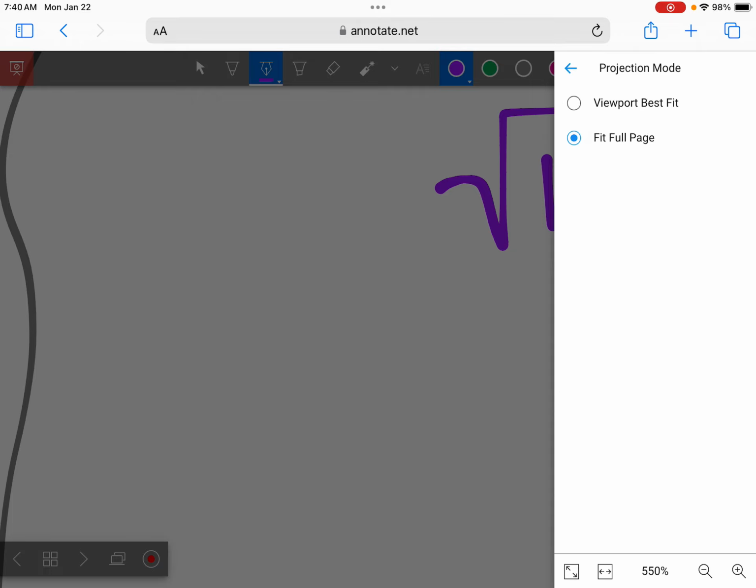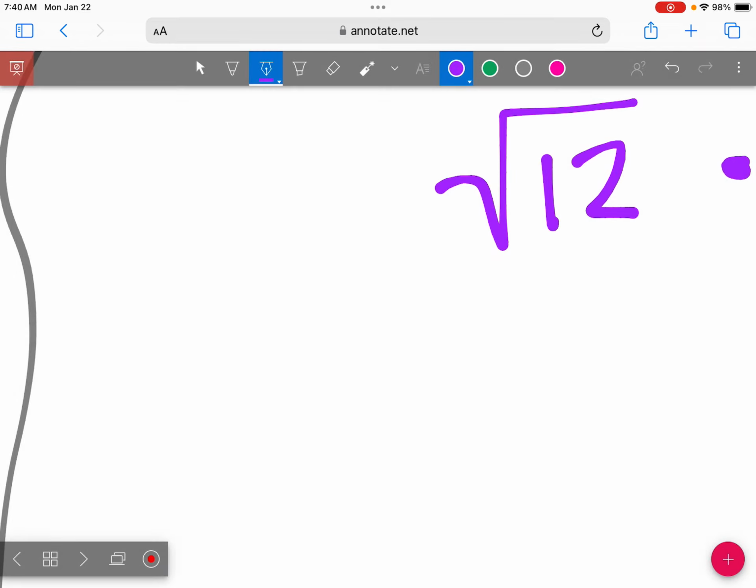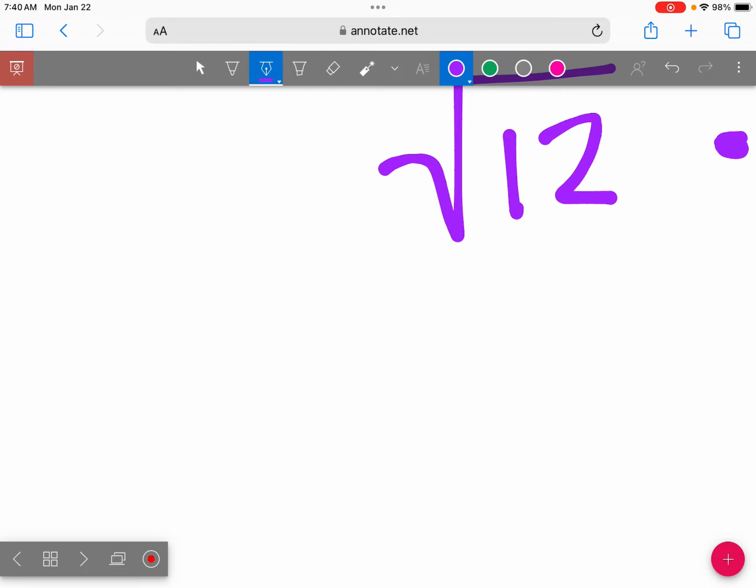I'm not erasing anything. I'm just going to zoom it in. Because then I can just zoom in and look at the square root of 12. And we can simplify the square root of 12. How can I simplify the square root of 12? Is there a perfect square inside 12? What perfect square multiplies against something to make 12? What multiplies to make 12?